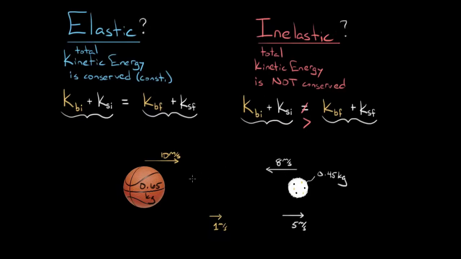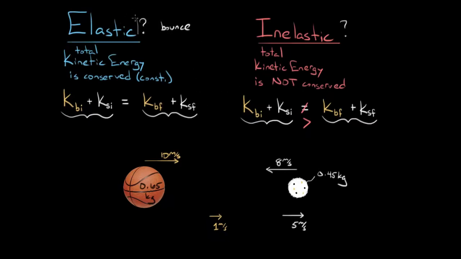And one mistake people make is they say, oh, well, they bounced off of each other, right? Because this basketball is going to the right at only 1 meter per second, and the scoop of ice cream is going to the right at 5 meters per second. They must have bounced off of each other. They separated. Doesn't that mean elastic? And no, that doesn't mean elastic. Just because they bounce off of each other does not imply that it's elastic. It works the other way. If it's elastic, they do have to bounce off of each other. But just because it bounces does not mean it's elastic, so be careful there.